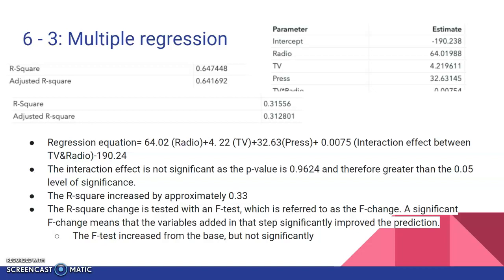The R square increased by approximately 0.33, and the R square change is tested with an F test, which is referred to as the F change. A significant F change means that the variable added in that step significantly improved the prediction. The F test increased from the base, but not significantly.